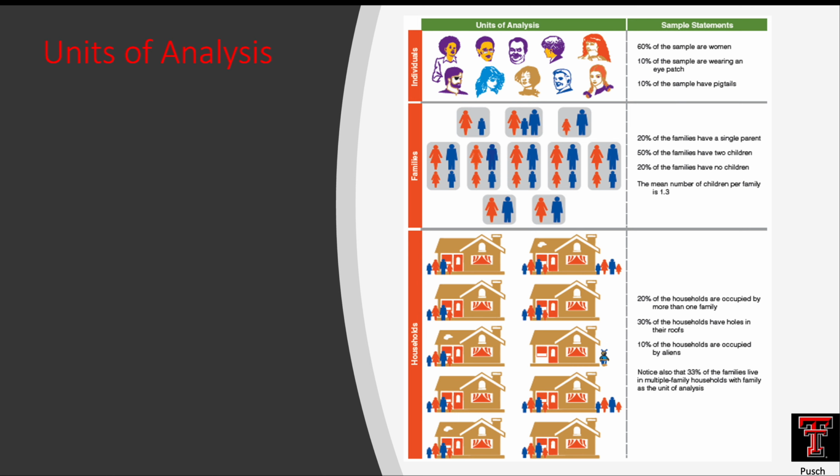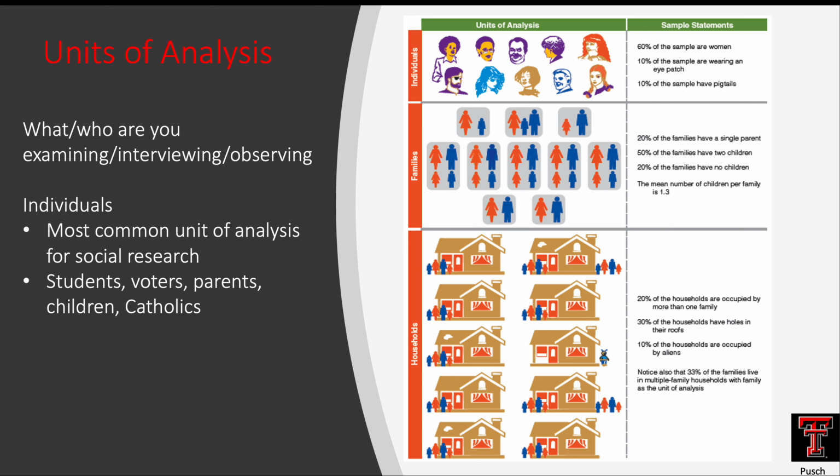Okay, so unit of analysis, this is what or who you are examining, interviewing, and observing. So a lot of the times in social science research, we are looking at the individual. So this could be students, voters, parents, children, Catholics, anyone that we're looking at as an individual. If we're giving somebody a survey, that's a really good indication that it's probably going to be the individual. Asking somebody their thoughts and feelings, if we're interviewing someone, again, that's a good clue that we're probably looking at an individual unit of analysis.